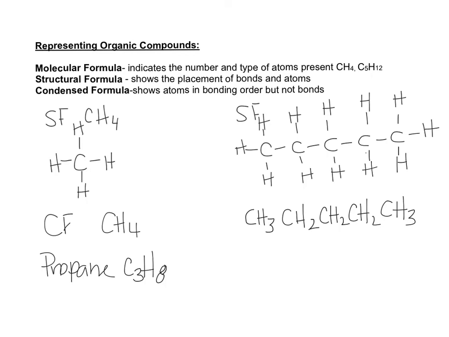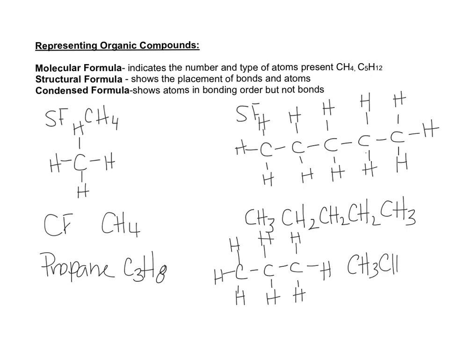Okay, so C3, so carbon chain is 3 carbons long. Put in your bonds, place your atoms. So there's our structural formula. And then the condensed formula would be CH3, CH2, CH3.